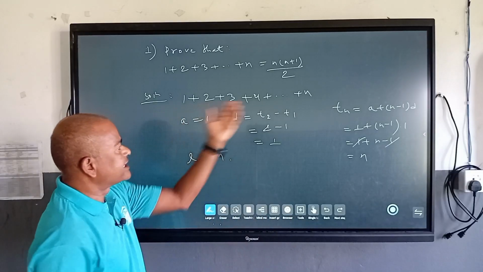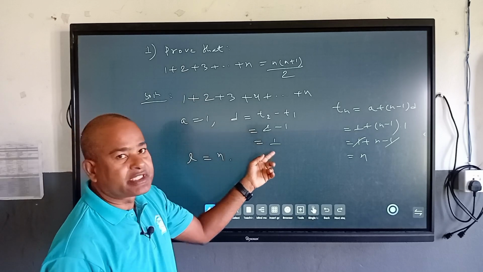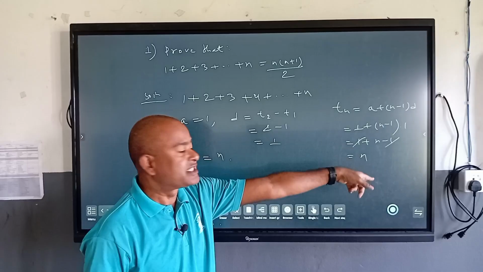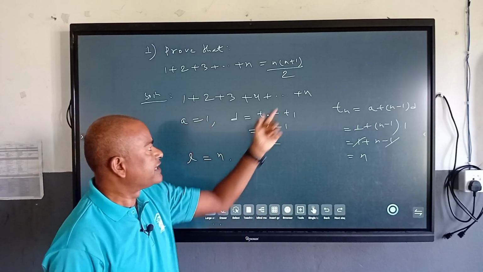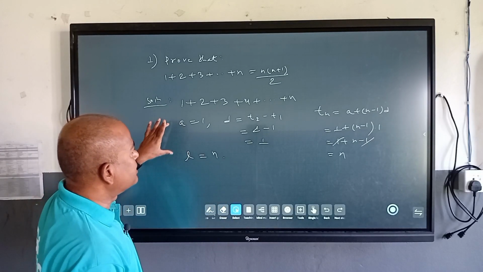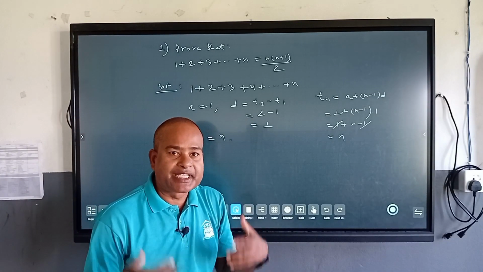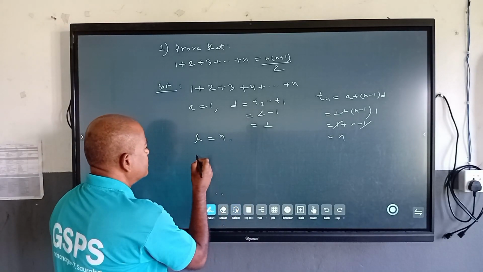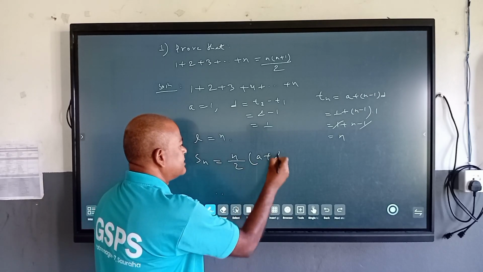So dear students, in this series, the first term is a equals 1, the common difference is t2 minus t1, that means equals 1, and the last term, which we have found by using the formula of the general term, Tn is equal to n. So we know the first term, common difference, and the last term. Dear students, if the first term and the last term of an arithmetic series are known, then we can use the formula Sn equals n by 2 times (a plus l).